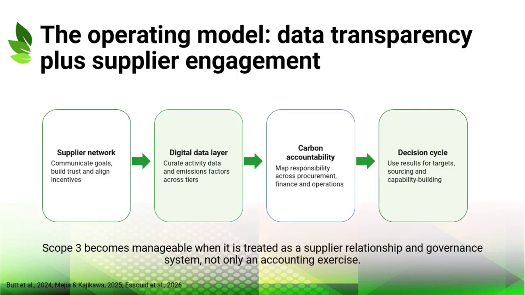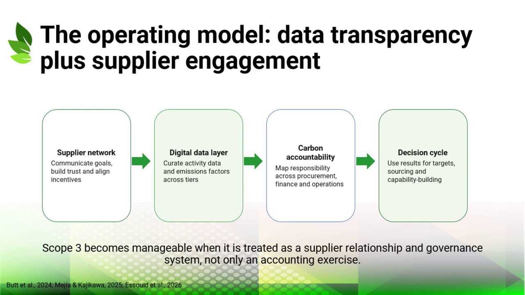The operating model for Scope 3 combines people, data, and governance. Supplier engagement is essential because many emissions occur outside the focal firm. Companies need to communicate goals, build trust, align incentives, and support suppliers in improving data quality. A digital data layer is also needed to curate activity data, emission factors, product information, and supplier records across tiers.